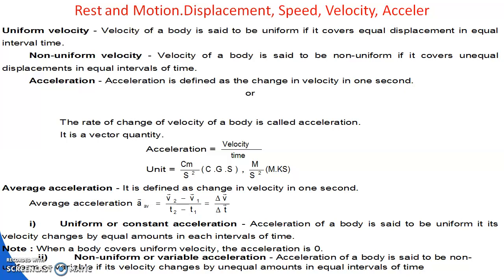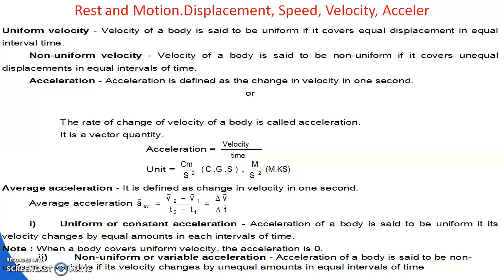Then what is average acceleration? Average acceleration is v2 minus v1 divided by t2 minus t1. That is, final velocity minus initial velocity divided by final time minus initial time. That is equal to del v by del t. This is known as average acceleration.